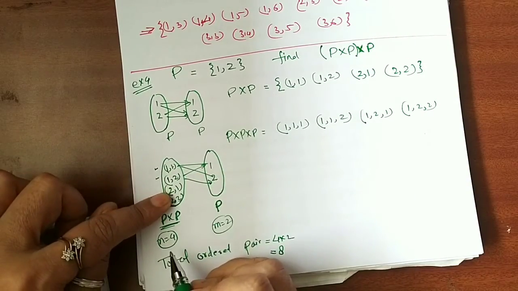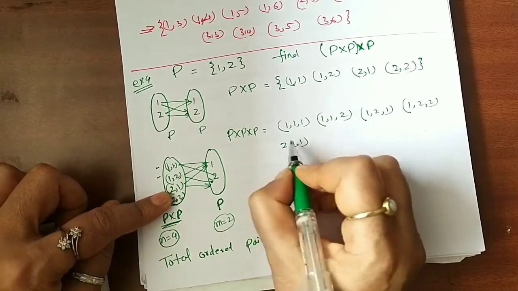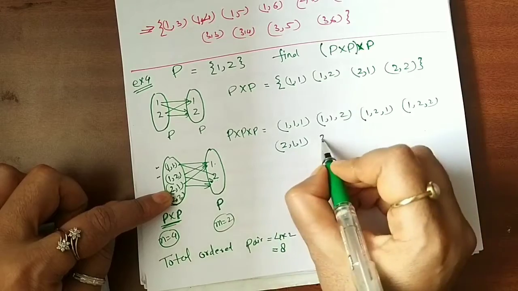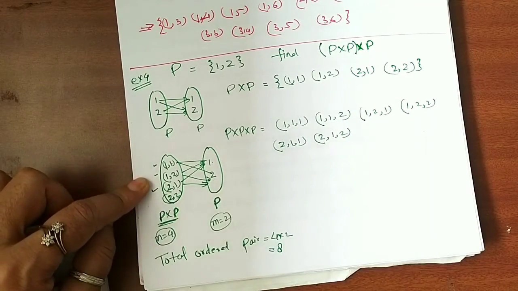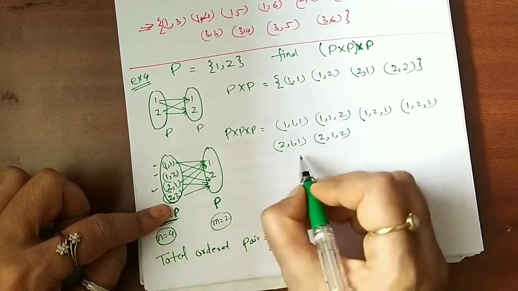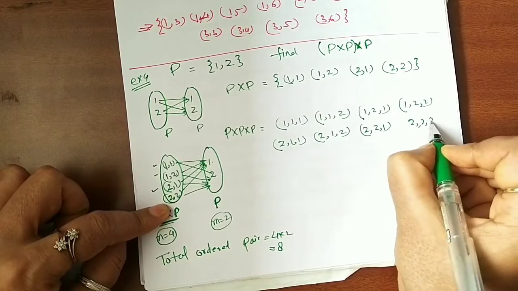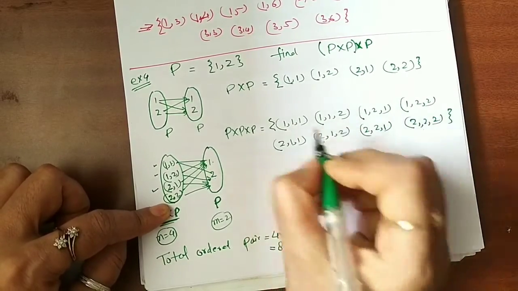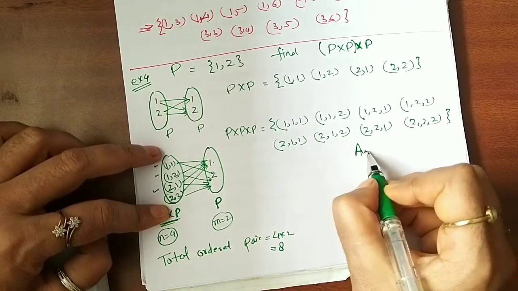With the third, there will be again 2 ordered pairs: 2 comma 1 comma 1 with this, and with this 2 comma 1 comma 2. This is also done. With the third will be this and this, which is 2 comma 2 comma 1 and 2 comma 2 comma 2. So these are all possible ordered pairs. So this is my answer.